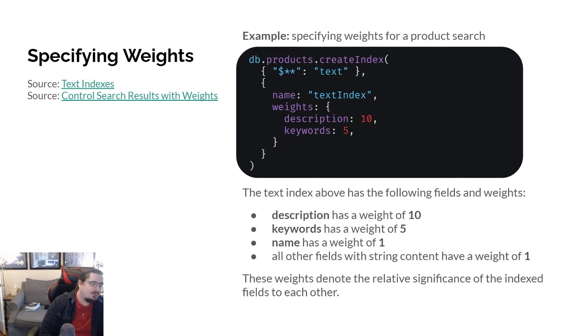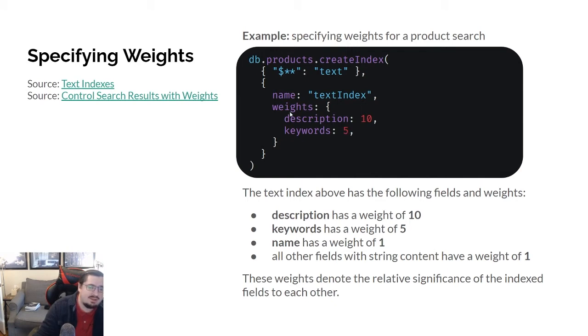So for example, what this might look like, let's say I'm again indexing the products. I may want to give a different weight to different fields of that product. So for instance, I might want to weight the description of that product as more important than the name, or the keywords more important than the name, or vice versa, things like that. So in this example, I'm giving the description a weight of 10 and the keywords a weight of 5.